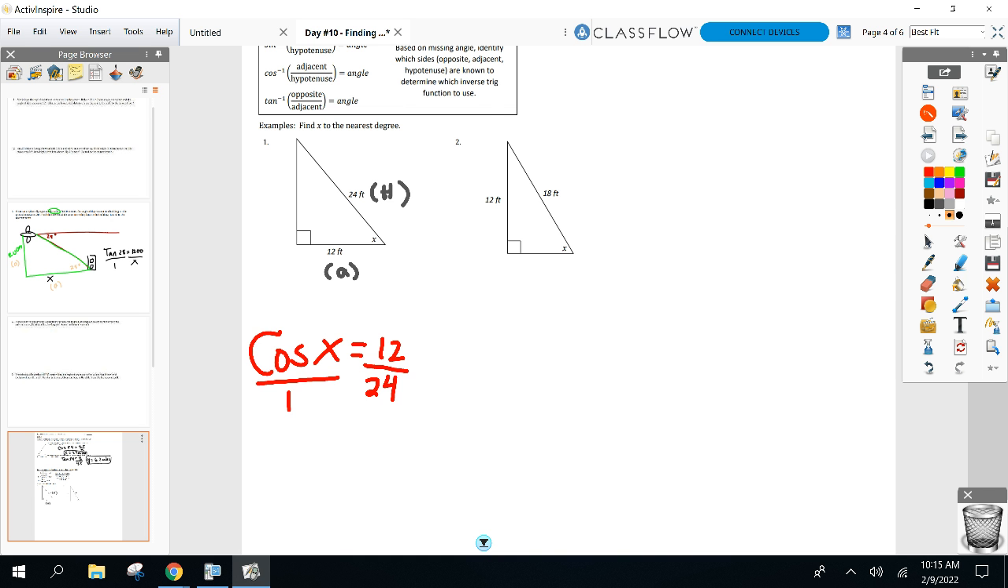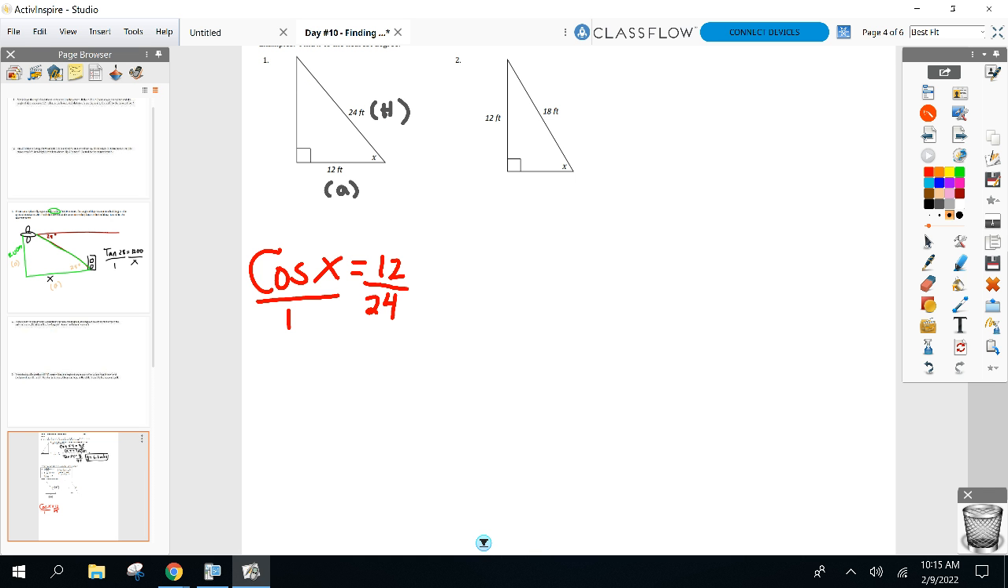All right, because watch what happens when I cross multiply. Don't even think about writing it on your paper. 24 cosine x equals 12. How are you solving for x? What are you dividing both sides by, cosine? That's not cosine 24 though, so I can't do that. So I'm stuck.